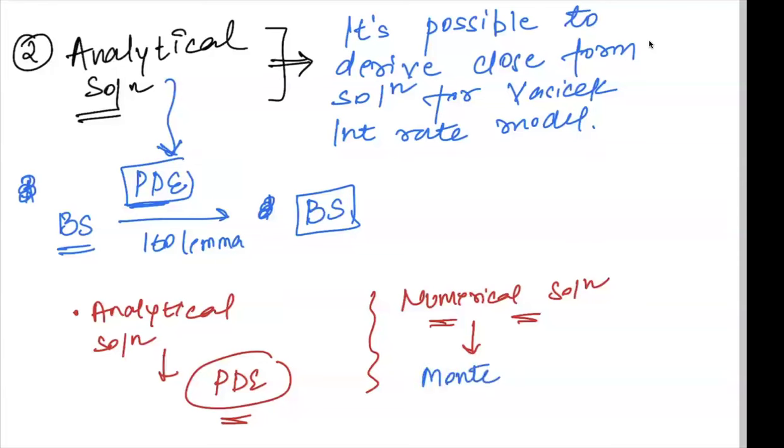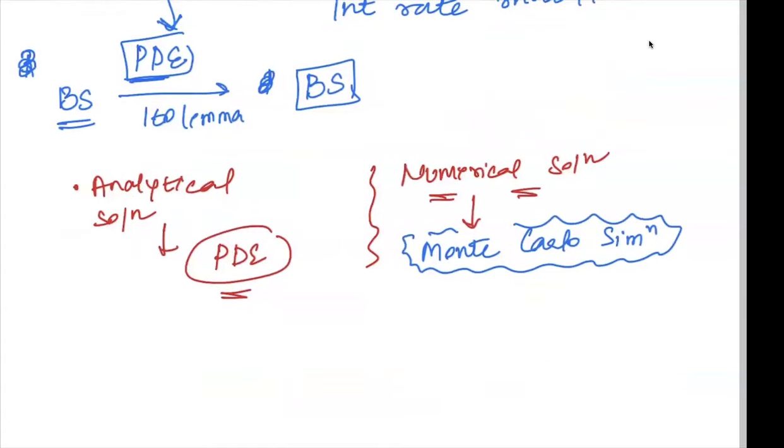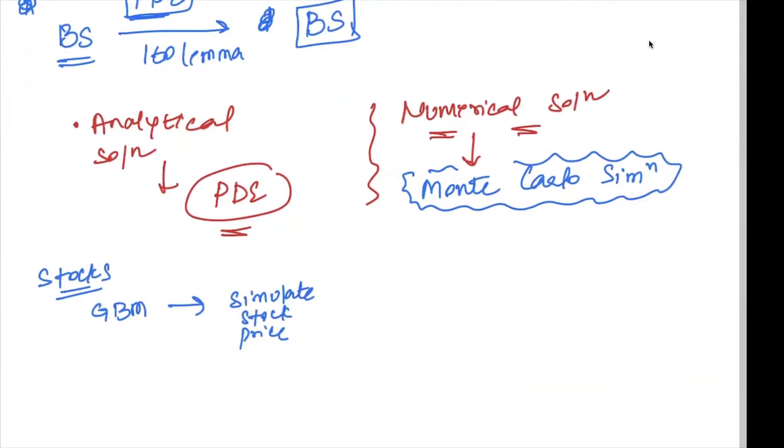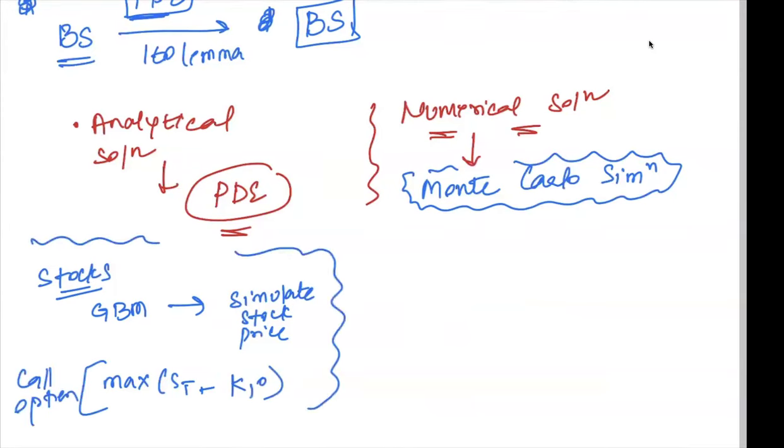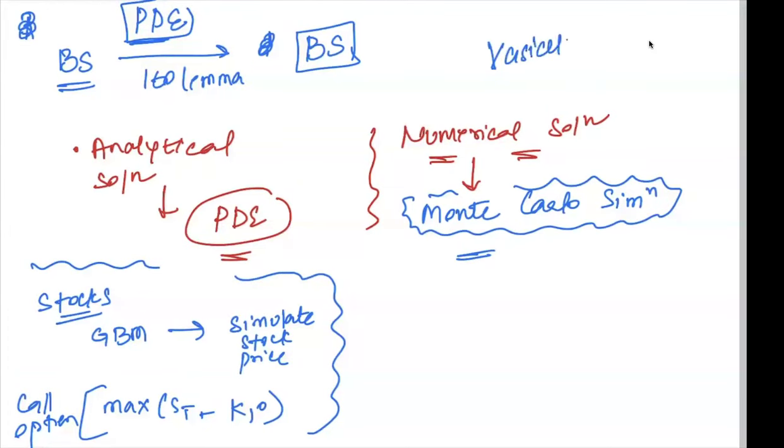If you have heard about Monte Carlo simulation, right? That is what we call a numerical solution. In the equity world, you use geometric Brownian motion to first simulate the stock prices, and then you use the equation maximum of ST minus K comma zero to find the call option price. This is called the Monte Carlo approach, or the numerical solution. Similarly, Vasicek can also be solved using the Monte Carlo method, and that's what we will be seeing in the Excel implementation. So the point I'm trying to make is the Vasicek model can be solved using multiple methods: you can derive the PDE of Vasicek, or you can perform the numerical solution, which is the Monte Carlo simulation.